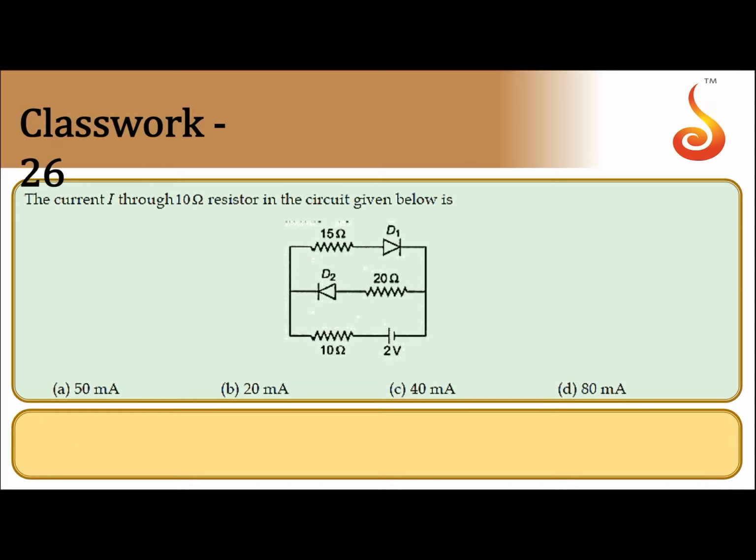The current I through 10 ohm resistor in the circuit below is. So if you observe the circuit here, this is positive of the battery. So this point is connected to positive. So this is also positive. This side is negative. So with that, diode D2, positive of diode is connected to negative of the battery and negative of diode is connected to positive of the battery. So diode D2 is reverse biased.